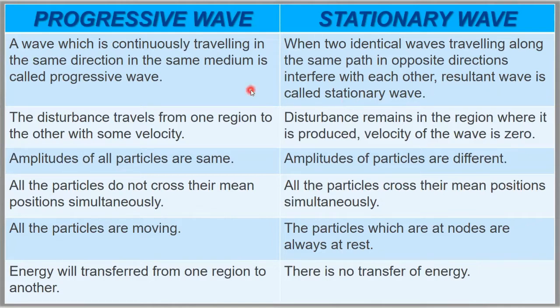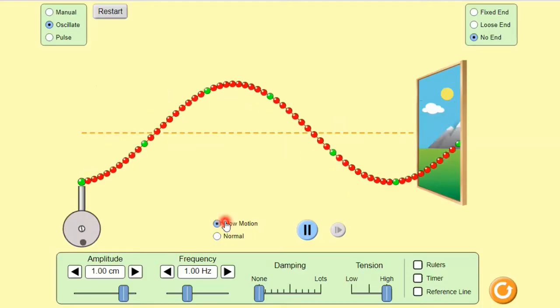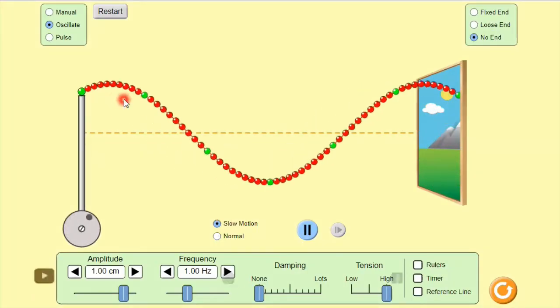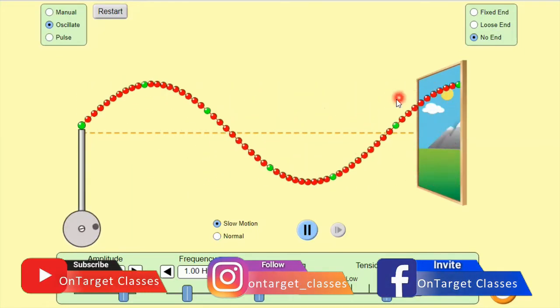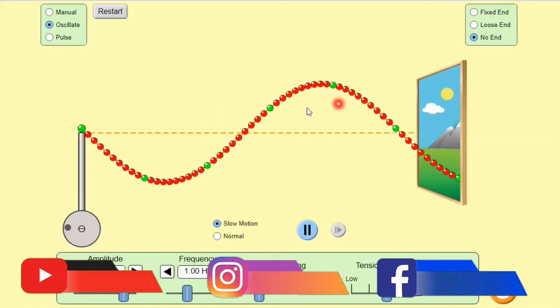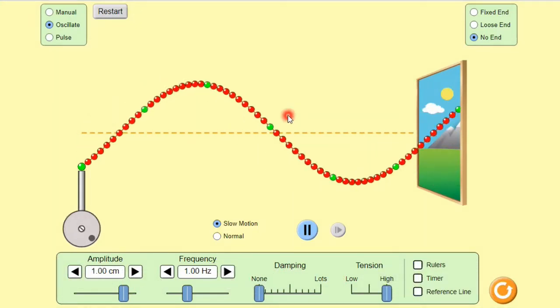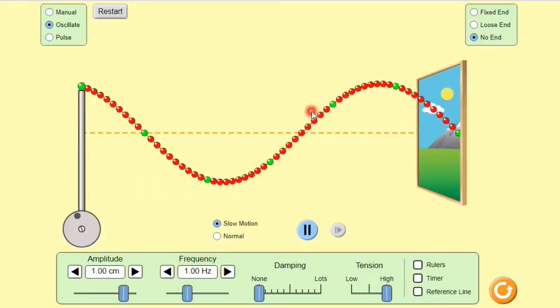So let us understand this point with the help of simulation and animation. First we are going to see the progressive wave. Progressive wave means a wave which is continuously traveling in the same direction in the same medium. So this wave is continuously traveling in a given medium in a given direction. So we will say that this is a progressive wave.